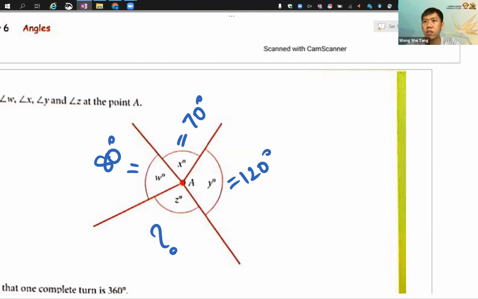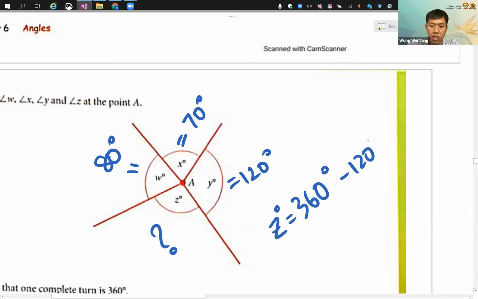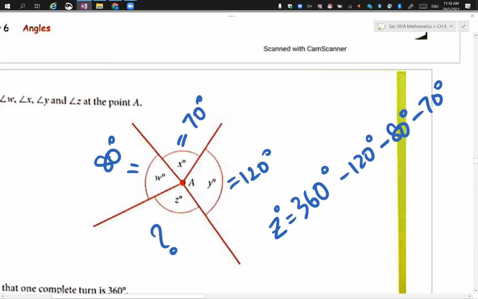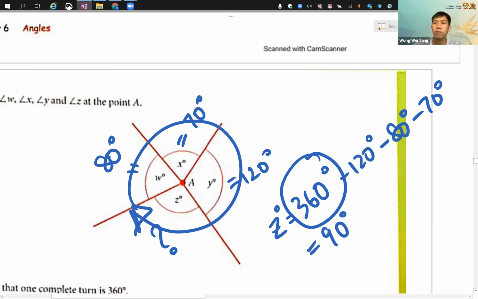Chloe, are you there? You said 90. How do you get 90 then? Tell me the working. 360 minus 120, then minus 80 and minus 70. Okay, so 240 minus 150. Yeah, it is 90. Correct. So this is how you use it. Where did the 360 come from? It came from the sum of all these angles.